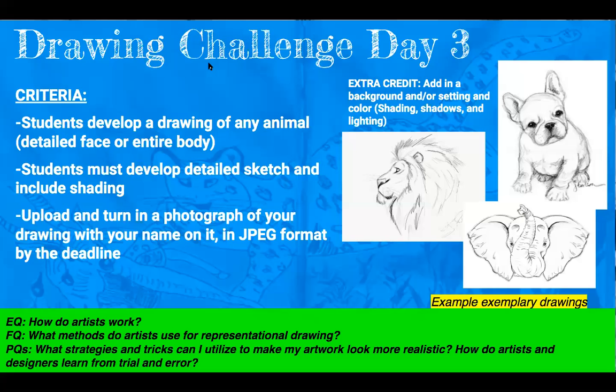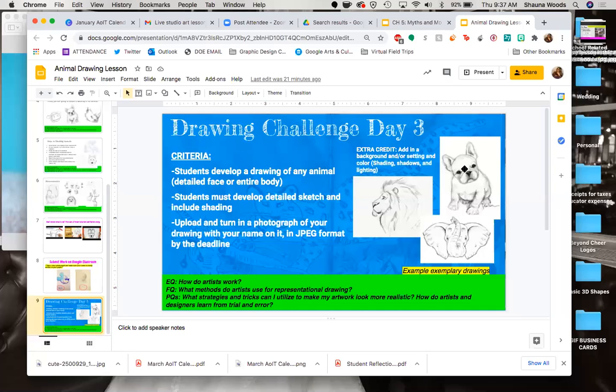And this is just some criteria for you guys. You can develop a drawing of any animal. You can decide if you'd like to do the face or the entire body. It has to have a lot of detail in it. So I want to see some shading. See how the shading here, it's not fully shaded in, but there is some evidence of shading and detail. And then take a photograph of your work, upload it on Google Classroom and submit. And this is going to be due on Monday.